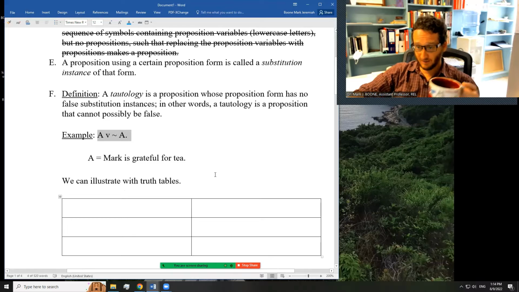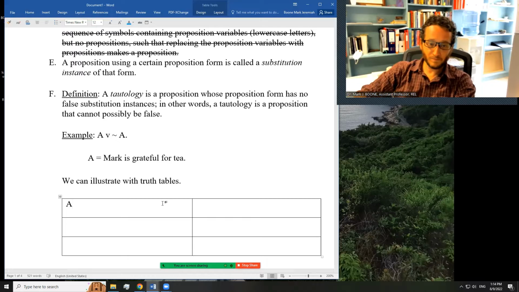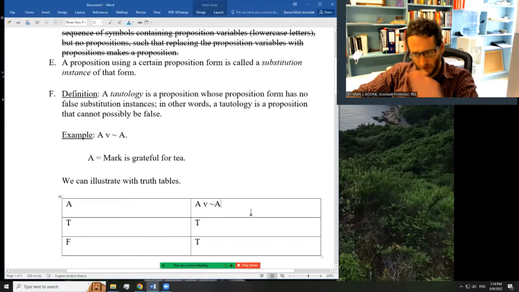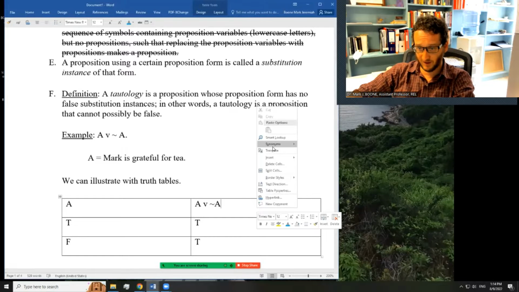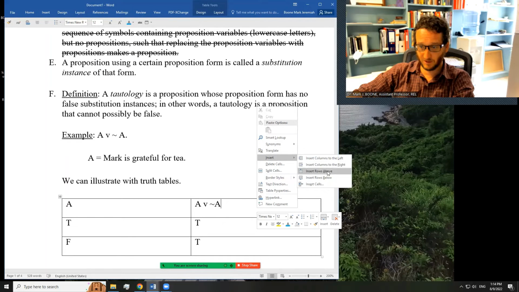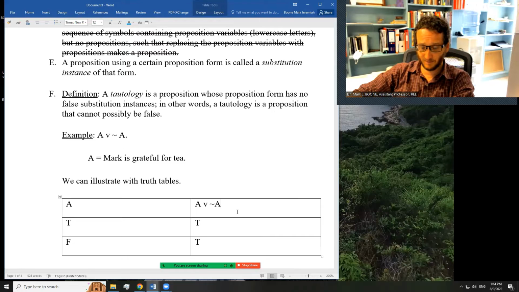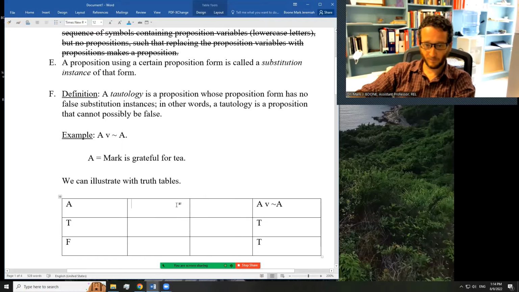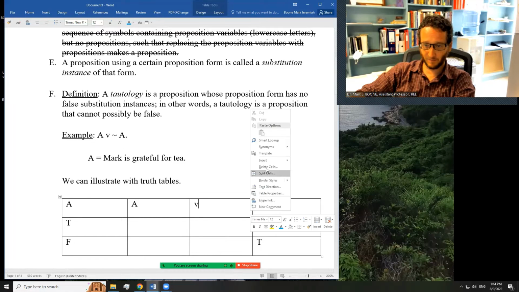Now, we can illustrate with truth tables to see why tautologies are always true. It's really very simple. A is either true or false. And either way, A wedge tilde A is going to be true. If we wanted to, I'm really not going to keep doing this for every truth table we make in this video, but we could add some columns. How many would we need? 1, 2. We would need 2 columns. Nope, we would need 1 more column.